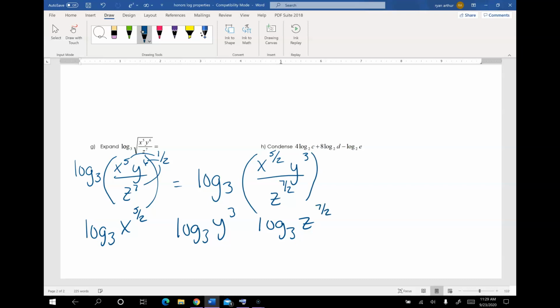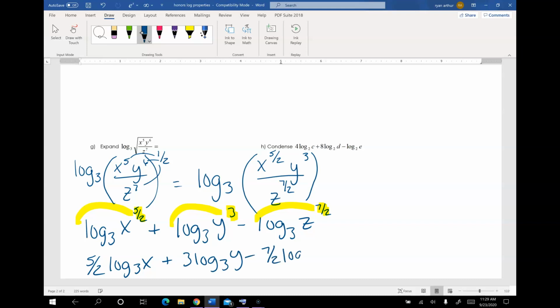to the 7/2. Now, x and y is being multiplied, so that's addition. Z is being divided, so that's the subtraction. Take your exponents, move them to the front. So my final answer will be 5/2 log base 3 of x plus 3 log base 3 of y minus 7/2 log base 3 of z. And that would be your answer.